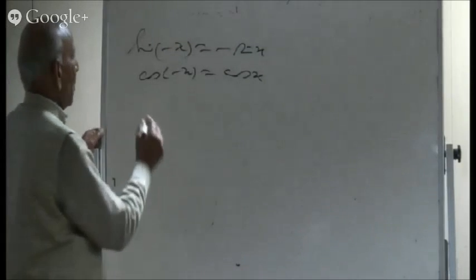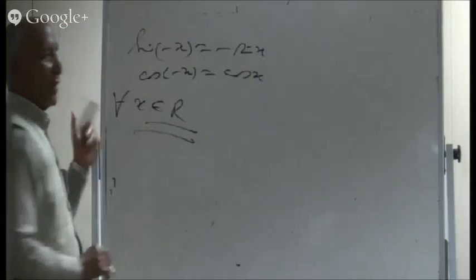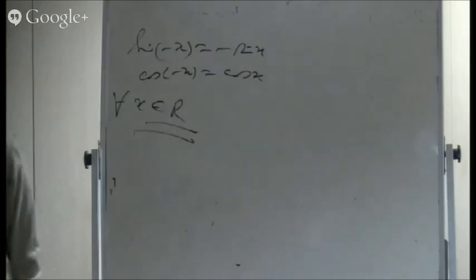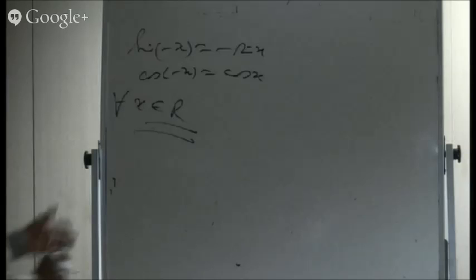We are working for all real numbers, so x belongs to R. I am not remaining in that triangle. We are not limited to a triangle. We are working on all real numbers. So how to bring out the proof for all real numbers?